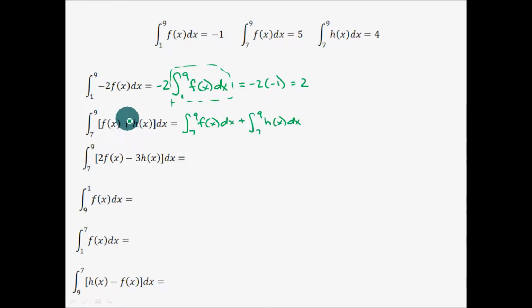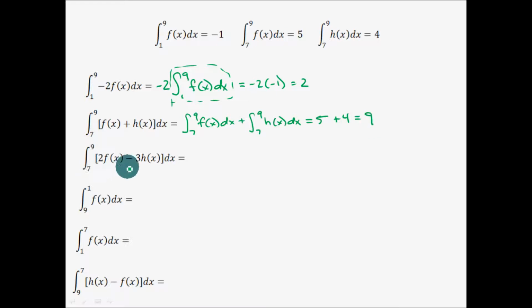Okay, so anytime there's addition, we can split it up into two separate integrals. Be careful, you can't do that with multiplication. If we have a function times a function, you cannot just split them up. But in this case we can, because it's addition, or subtraction is okay when we get to that part. Here we know that the integral from 7 to 9 of f(x) dx is 5, and the integral from 7 to 9 of h(x) dx is 4, giving us a final answer of 9.